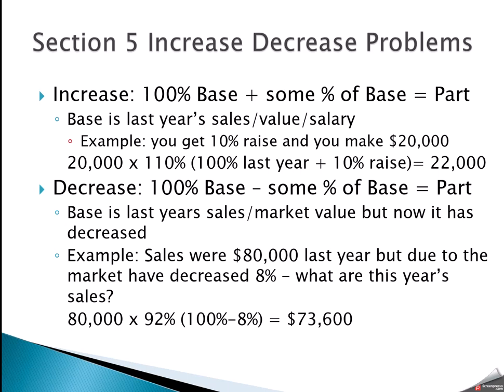Same thing with the decrease. Here we have sales last year were 80,000, but then they decreased 8%. That means this year's sales will be 100% of last year's minus 8%, or 92%. So then the amount is 73,600. But again, in the homework, they can give you the 73,600 and tell you it was an 8% decrease, and you have to back into what the sales were last year. So I always just set up the formulas like this and then solve for what I'm looking for. And that is it for chapter 3.